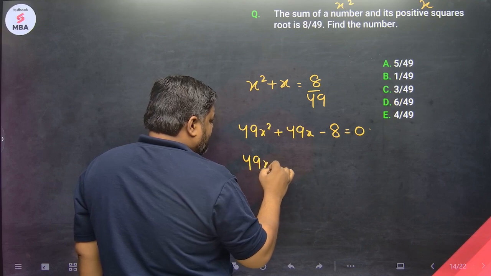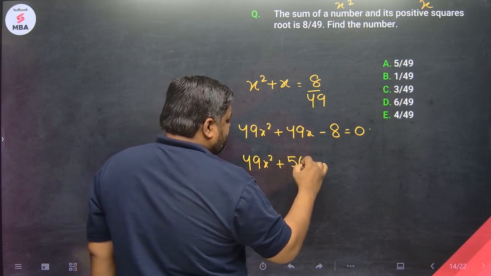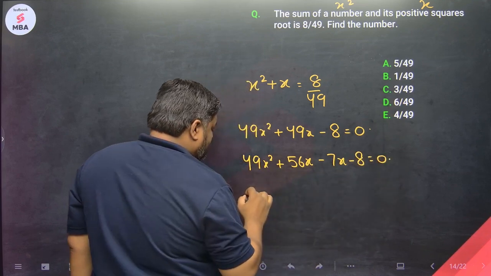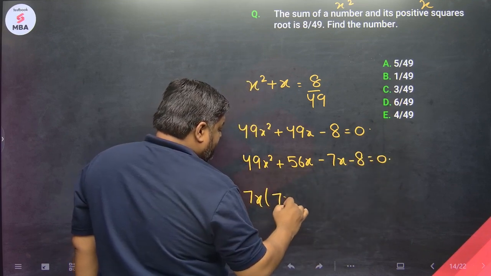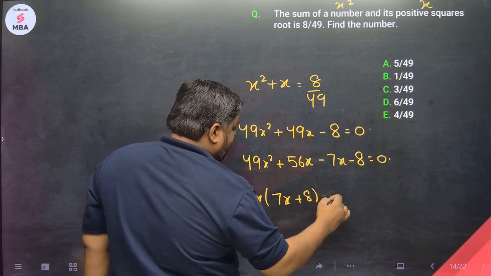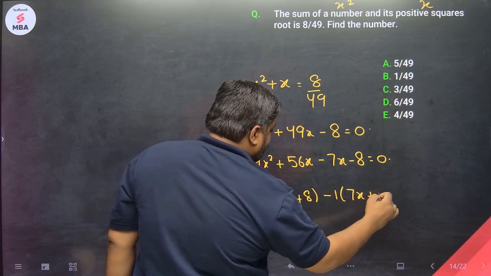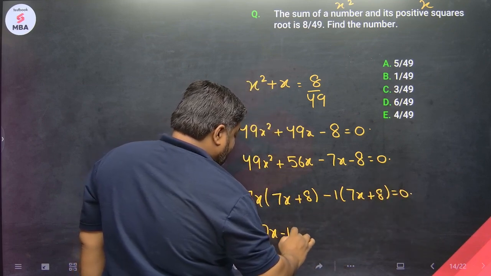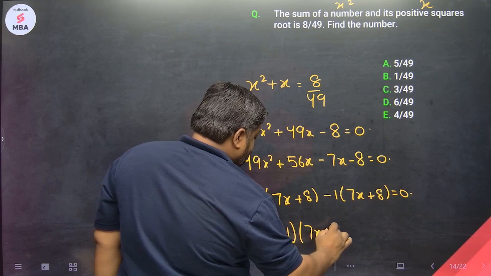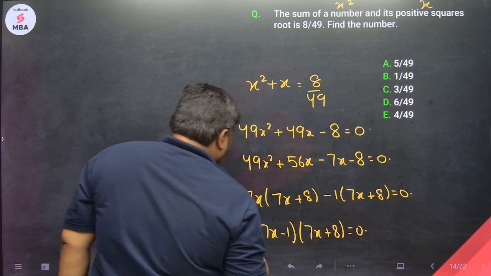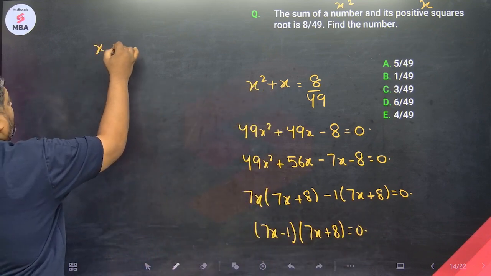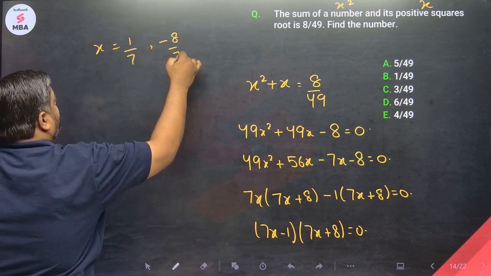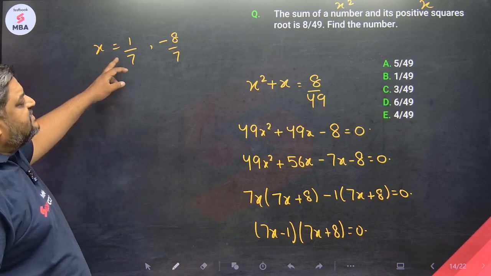Works. 49x square plus 56x minus 7x minus 8 is equal to 0. 7x taken common from here. 7x plus 8 minus 1. 7x plus 8 is equal to 0. This gave me 7x minus 1, 7x plus 8 is equal to 0. So my x would be 1/7 or minus 8/7. But we wanted the positive square root ना.